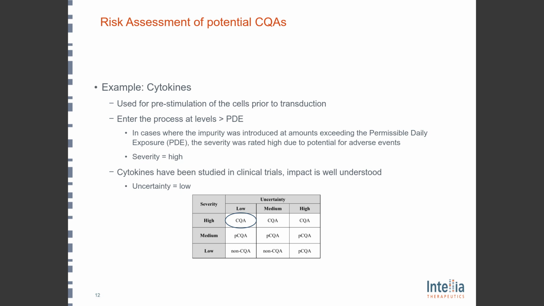However, in our case, any instance where an impurity was introduced at higher than this permissible daily exposure, the severity was rated high due to potential for adverse events. So the severity here is rated high. However, cytokines are well known. They've been studied in clinical trials. Their impact is pretty well understood. So the uncertainty of cytokines was ranked as low. However, anytime we have a severity ranked as high in our process, we consider that a CQA. So you can see on the table, it's both a high severity and low uncertainty, and so we choose this as a CQA because it is a high severity.